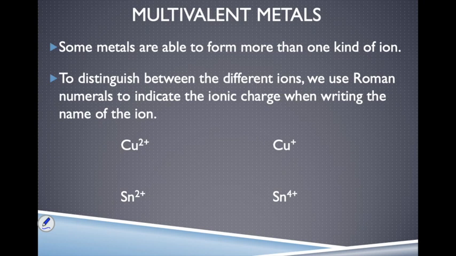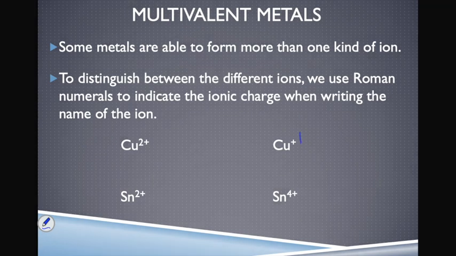So if we take a look, oh, that's already on there. Copper as an example, right? If we look, copper can form ions with a 2+ charge, or it can form ions with a 1+ charge. To distinguish between the different ions, we use Roman numerals to indicate the ionic charge when we're writing the name of the ion. So let's look at these examples we've got written on here, copper(II) and copper(I). Remember, when there's no number written, we assume it's a 1. So if we're talking about this Cu2+, what is its name?